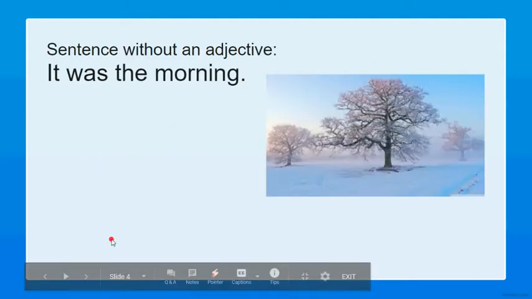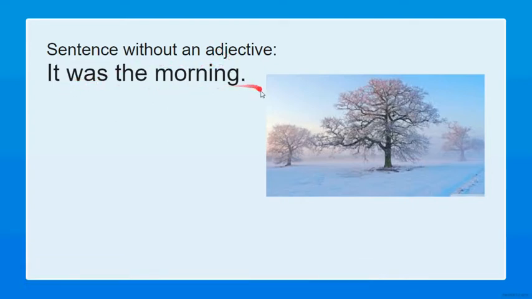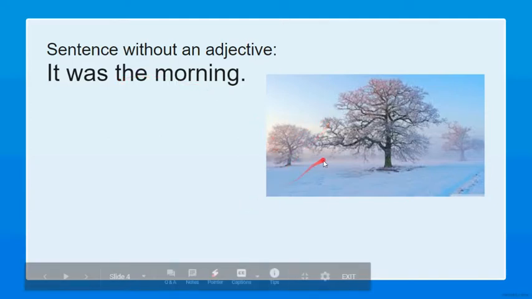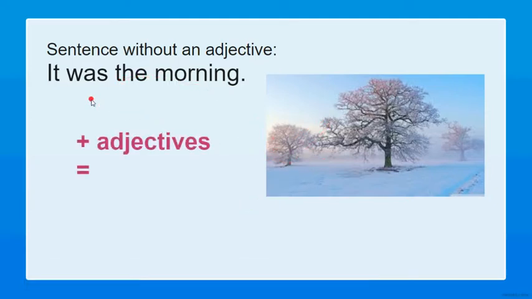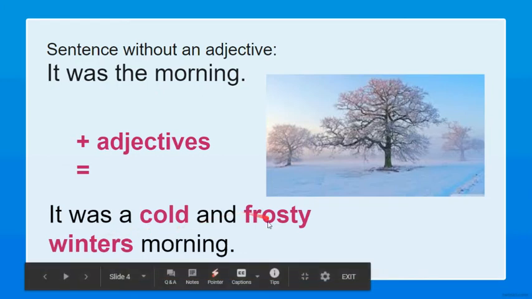Now let's try another one. This is another sentence without an adjective. It was the morning. Okay, so I don't have a lot of information there at all, other than this picture. Now let's see, what adjectives could we use or did the author use to make this sentence come to life? What kind of morning was it? How did it feel? Was it in the summer? When was it? So, it was a cold and frosty winter's morning.